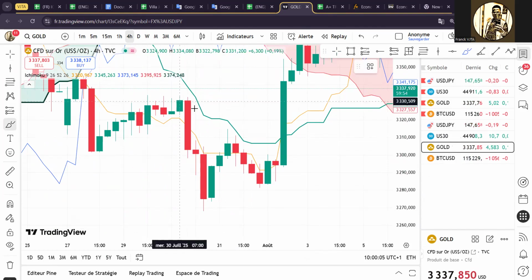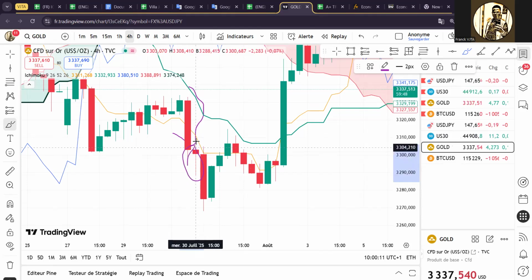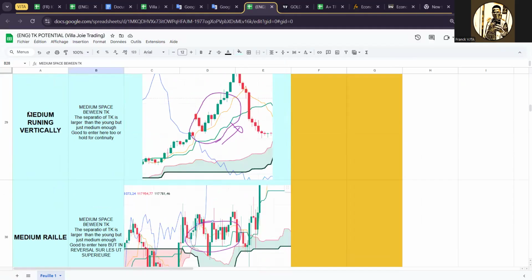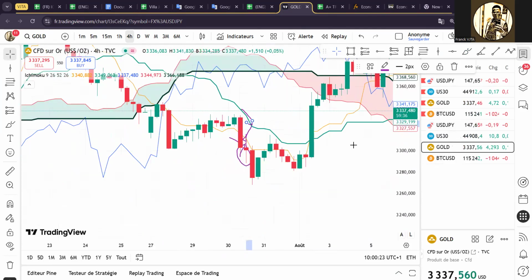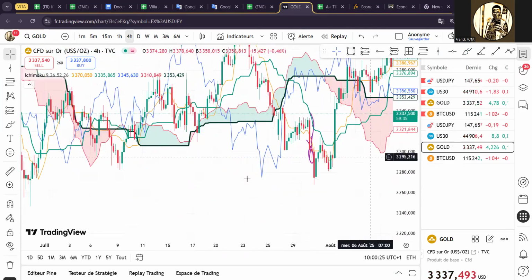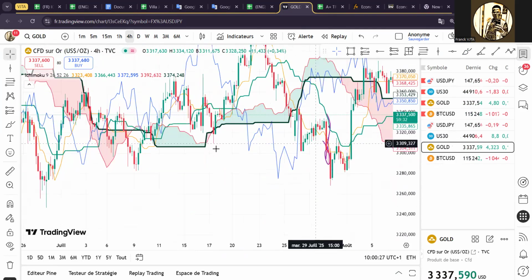Because when you just look at this inclination and this inclination, and we are just in this candle, this is very, very inclined, right? It's very nervous, like a snake. There's now also medium running vertically. Medium running vertically is sometimes when the trend is very long to the upside.